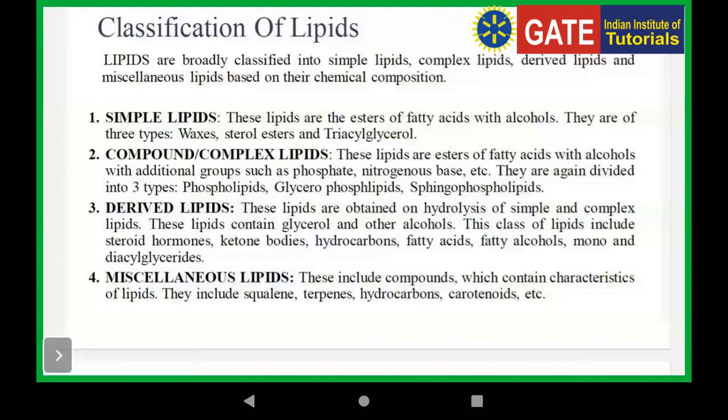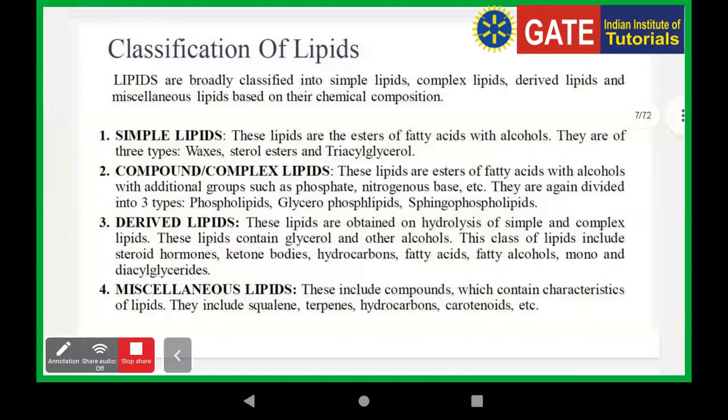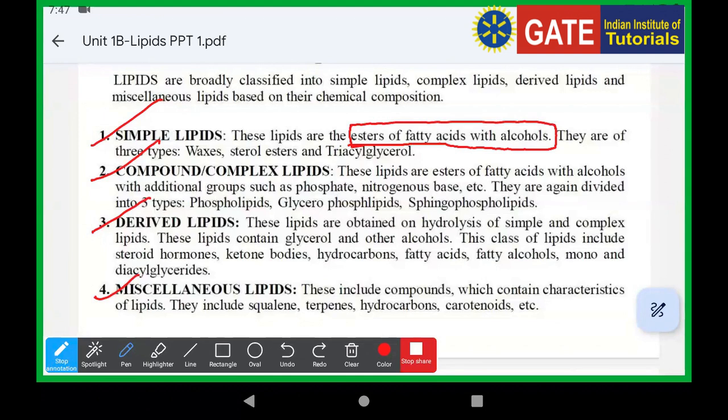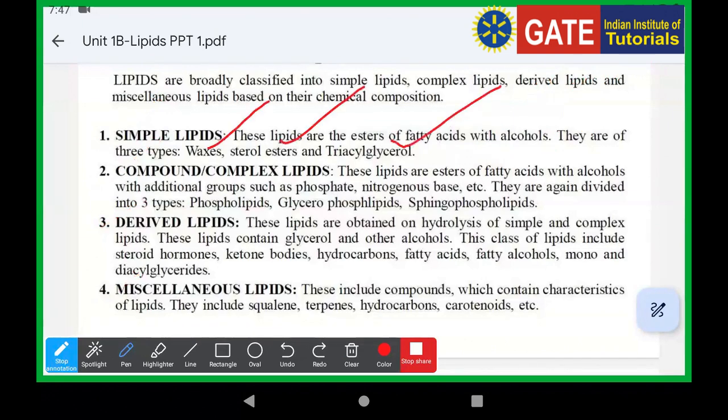Next, lipids are classified based on the structural composition. All lipids are classified into four types: simple lipids, compound lipids, derived, and miscellaneous lipids. Simple lipids are the esters of fatty acids and glycerol. That's it. These are neutral lipids. Simple lipids contain only alcohol like glycerol plus fatty acid. Examples: waxes, sterol esters, triacylglycerol. These are the examples of simple lipids.